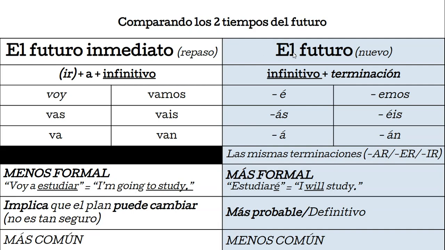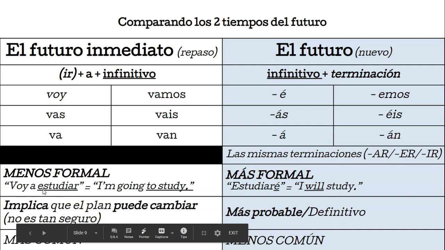When we're doing the future, instead of voy a estudiar or voy a comer, we will have comeré or estudiaré. This is new. This is what we're learning. It's just the infinitive, like comer, and then the ending right here. The neat thing about this, like I said earlier, is that they are the same endings, las mismas terminaciones, for all the verbs, AR, ER, IR. They're all the same, so it's really easy. We just have to learn six things. This is more formal. I will study. So the difference, if I'm using voy a estudiar, I'm going to study. More formal, I will study.